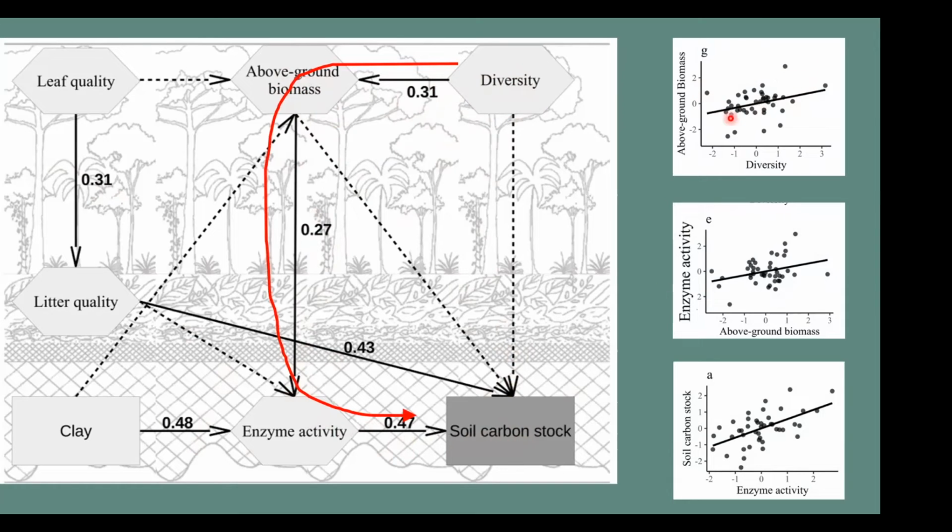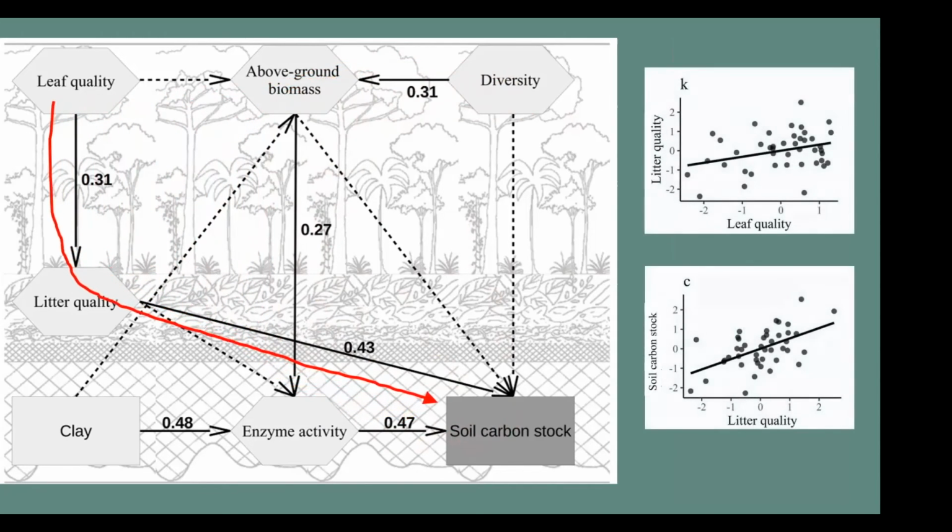And here on the right, you can see the individual relationships of each arrow of this correlation. Of course, we can also measure the total indirect effect from diversity to the carbon in the soil. This is the first path.